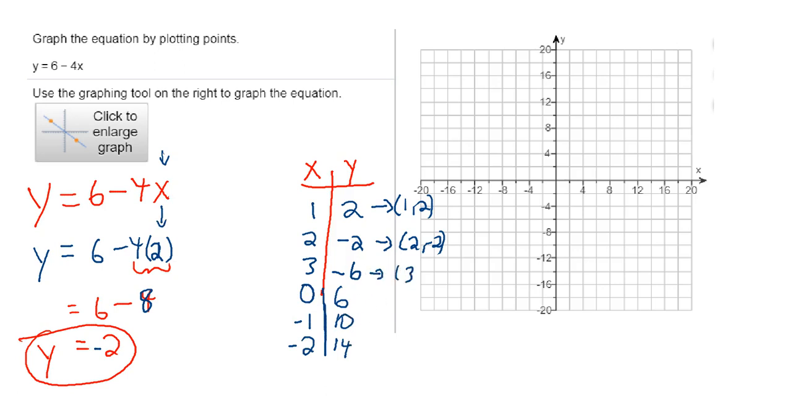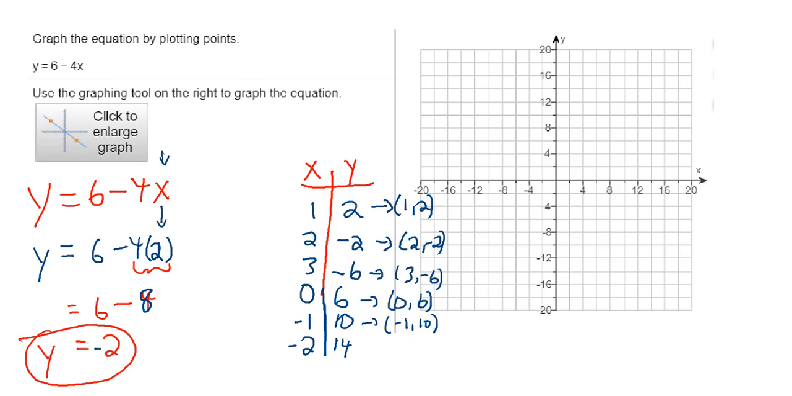And so this gives me a lot of points that I can graph here. So I have 3 comma -6, 0 comma +6, -1 comma 10. And I said we'll graph 4 of them, so I think I'll just go ahead and stop there. And let's plot these points. So we have 1 comma 2.